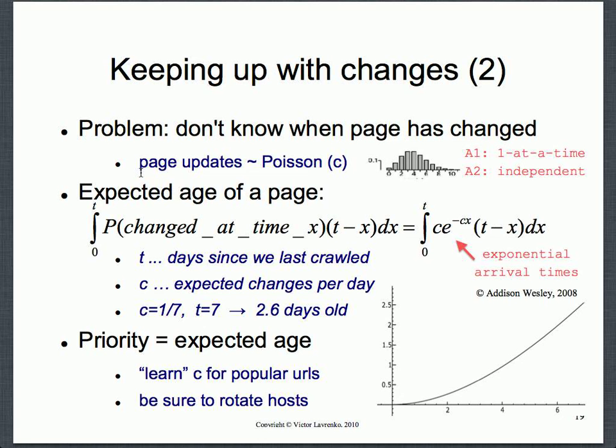Integrals sometimes are confusing, so maybe think of it as a summation, right? So I'm going to sum up over different X. X is going to represent the day number since I've last crawled it, right? So X is going to go from 0, day 1, day 2, day 3, all the way up to day number t, right? So now, if the page was first modified on day X, what would be the age of the page now?